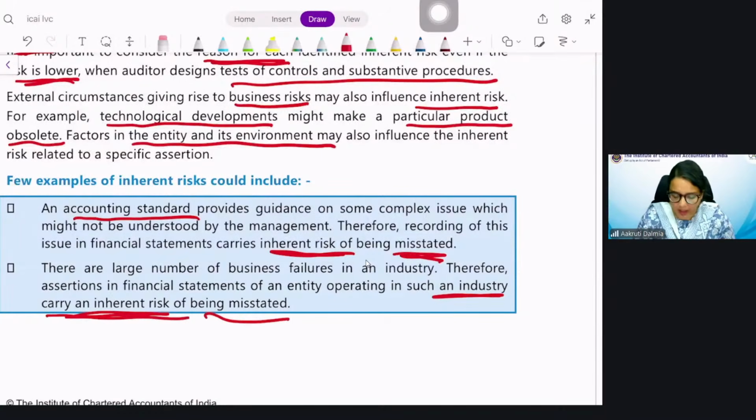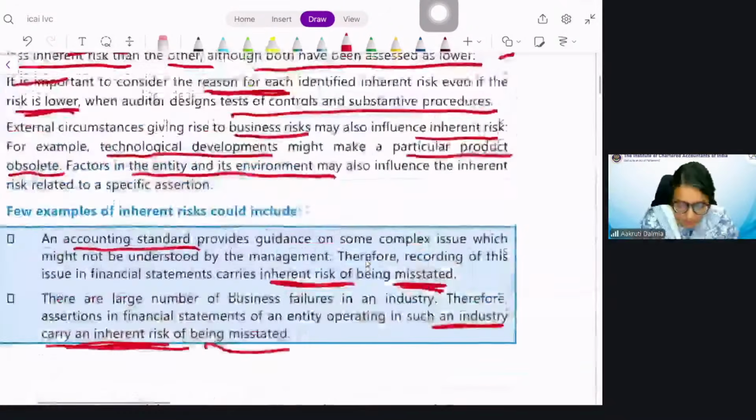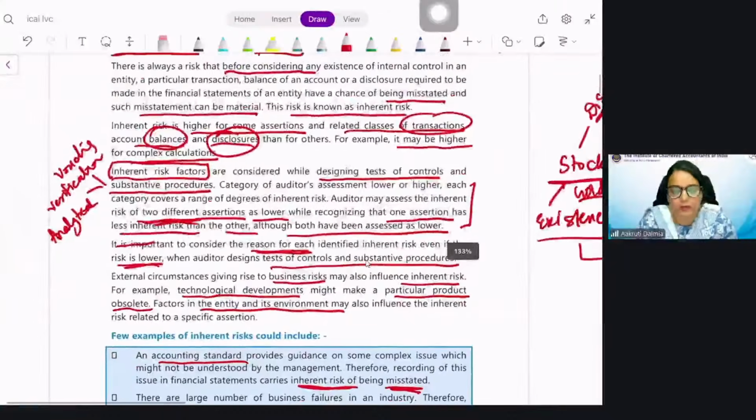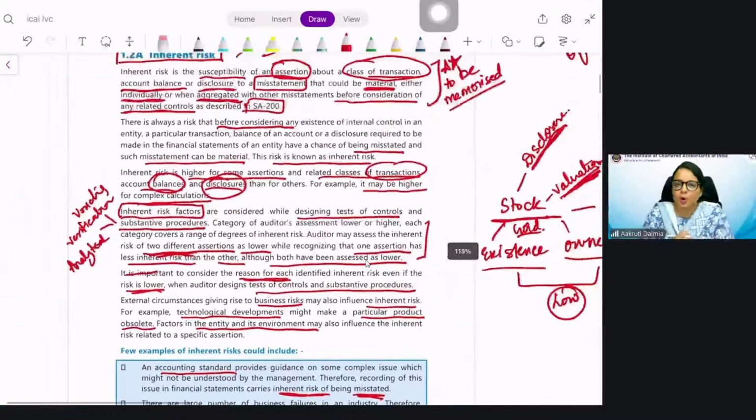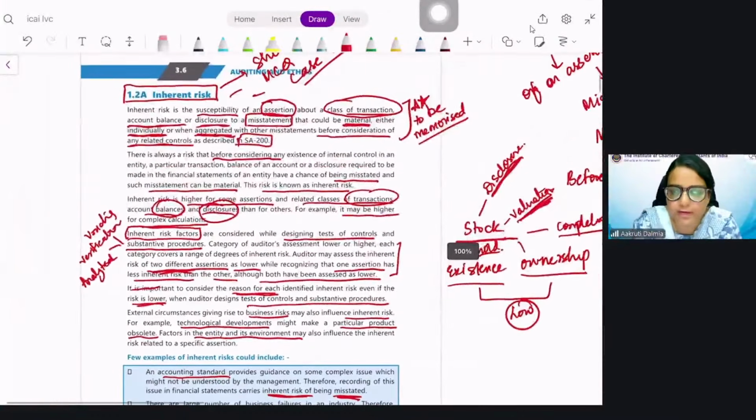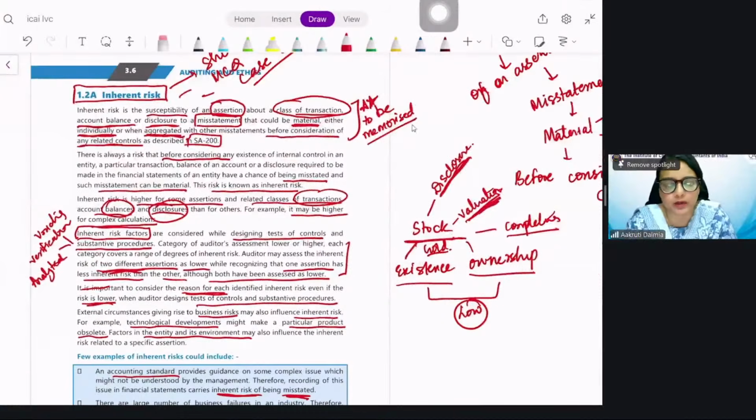So these are just examples. You don't have to memorize them. Inherent risk is clear to everyone. We'll take a small break now. 5 minutes break only, not 10 minutes. 5 minutes break. And we'll be back, okay?